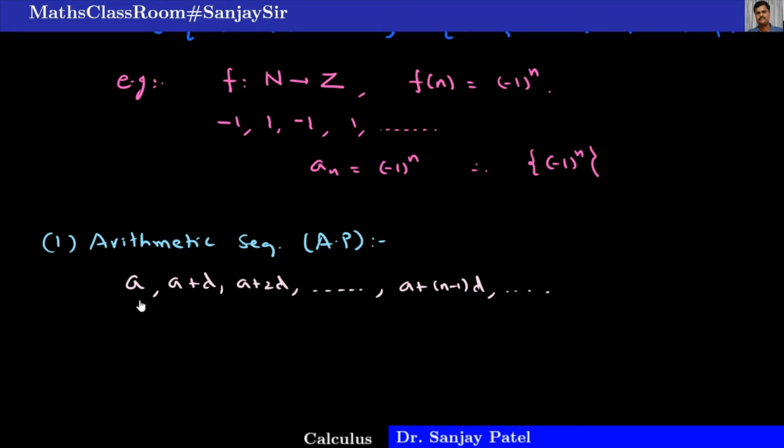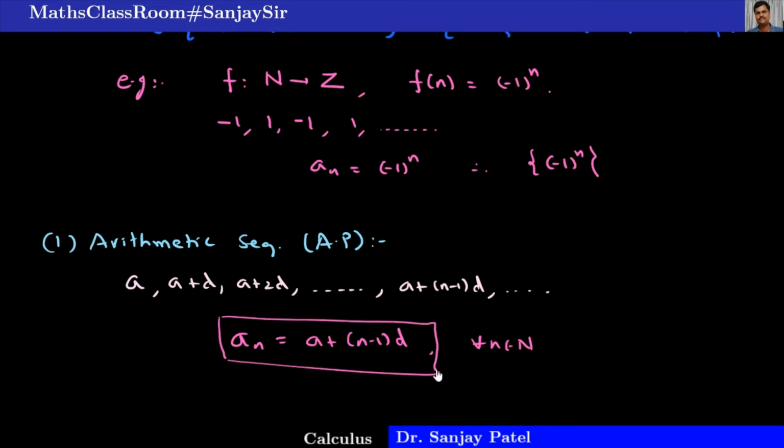The difference between any two consecutive terms is constant, and the difference is always taken in this manner: any term minus the previous term. Like here, a plus 2d minus the previous term a plus d gives you d. So the common difference is d, a is the first term. So the general term or the nth term of this arithmetic sequence is given by a_n is equal to a plus (n minus 1) into d, for every n belongs to N. So this is the formula for the nth term of an arithmetic sequence.